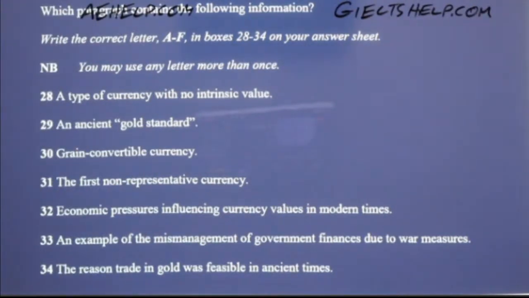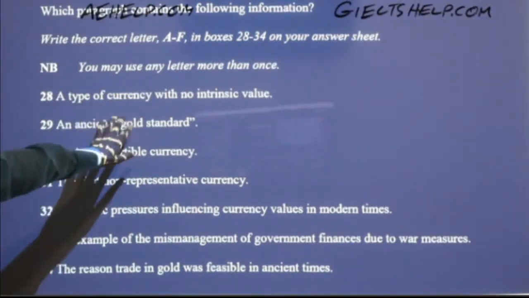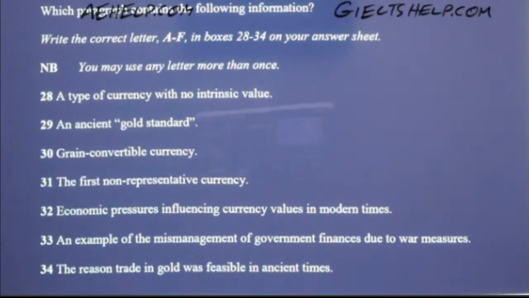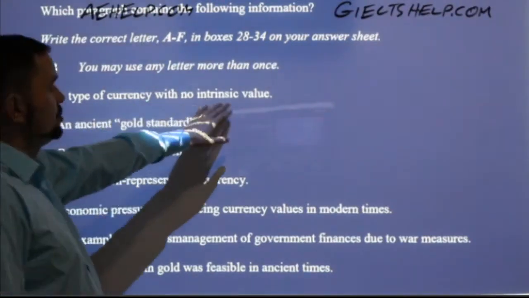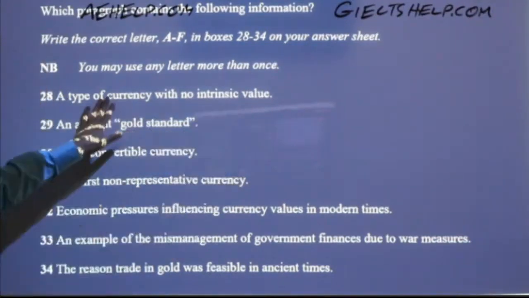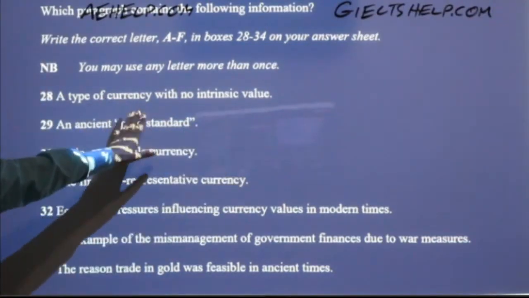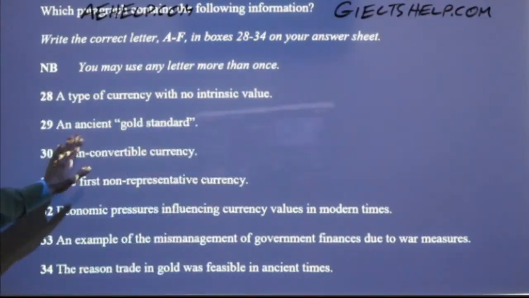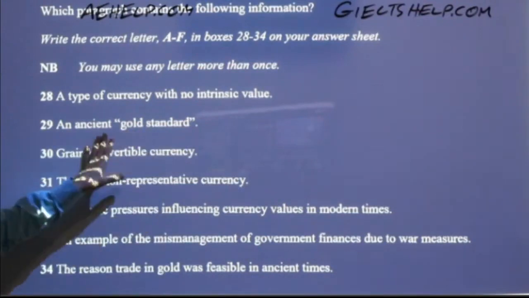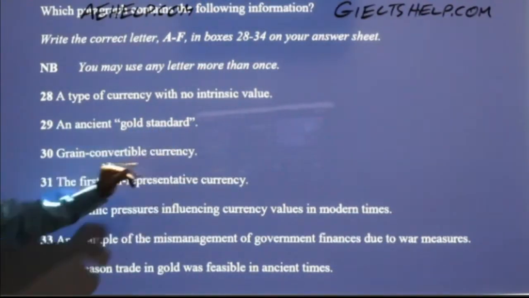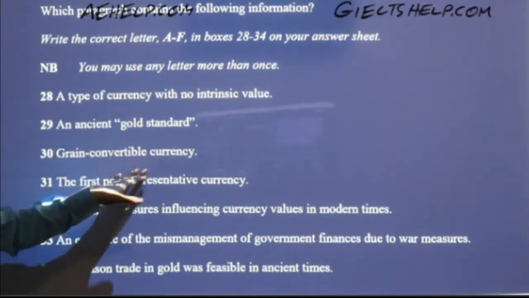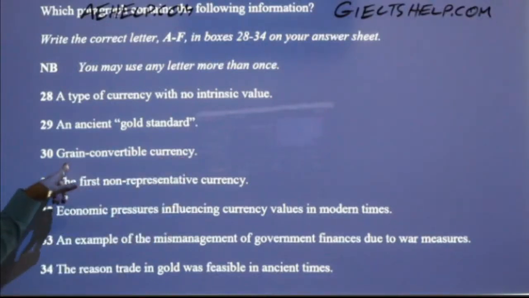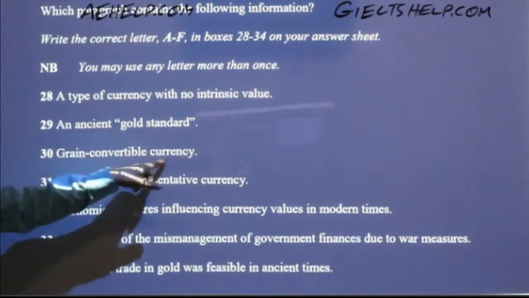All right, so here we go. And that's why you find them in passage 3 often, especially. Okay. All right. So here we go. Let's read these. A type of currency with no intrinsic value. So a type of money with no true value. Okay. An ancient gold standard, an old precious metal commodity. Grain convertible currency. So that's food changeable to money.